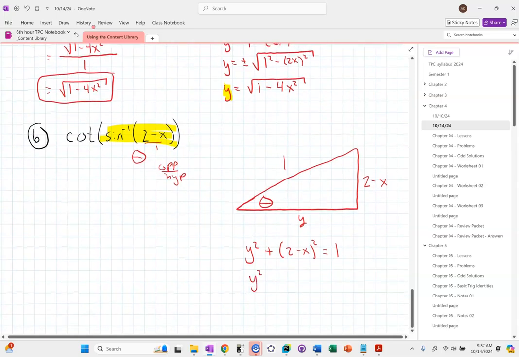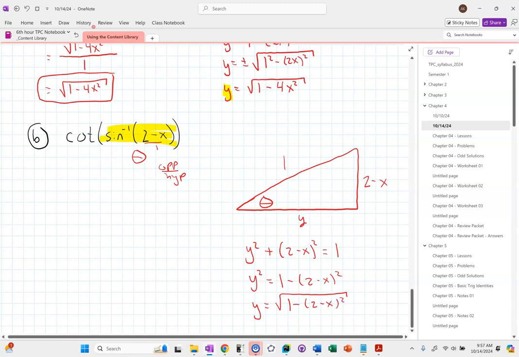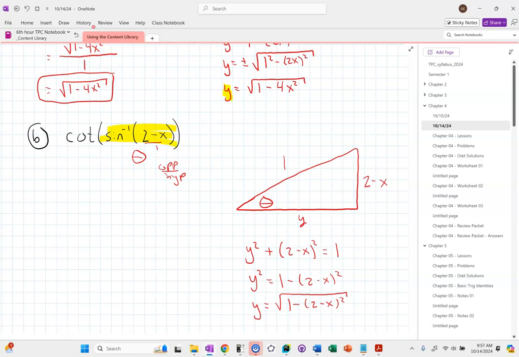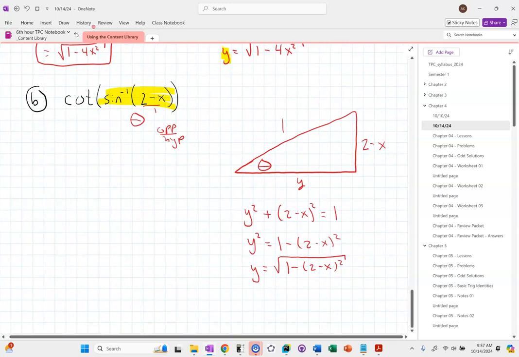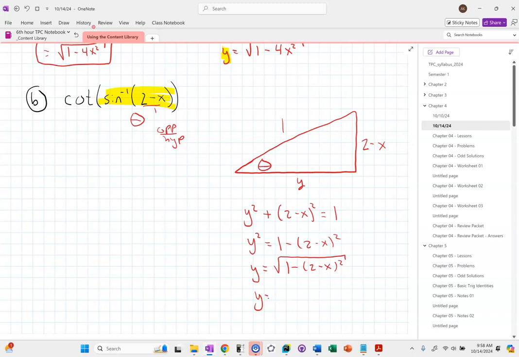Everybody cool? So y squared plus (2 minus x) squared equals 1 squared. So I'm going to subtract the (2 minus x) squared from both sides. We'll square root both sides. In doing so, I'm going to drop the plus or minus and just go with the plus. Why can I drop the minus? It's a side length of a triangle. It has to be a positive value. And then we'll simplify this out. How do I simplify (2 minus x) squared like that?